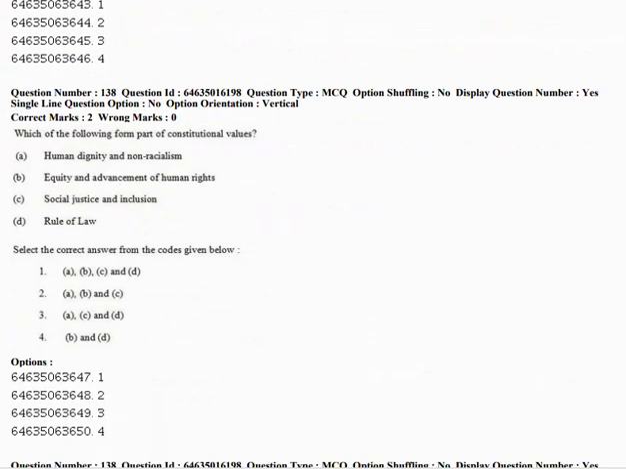138. Which of the following form the part of constitutional values? Human dignity and non-racialism सही है. Equality and advancement of human rights correct. Social justice and inclusion correct. Rule of law correct. A, B, C, D.